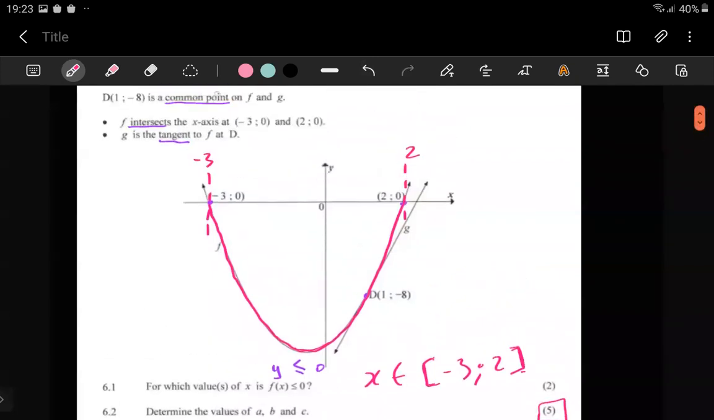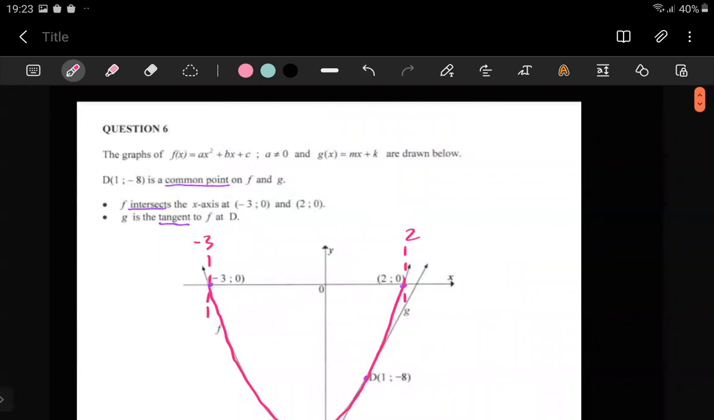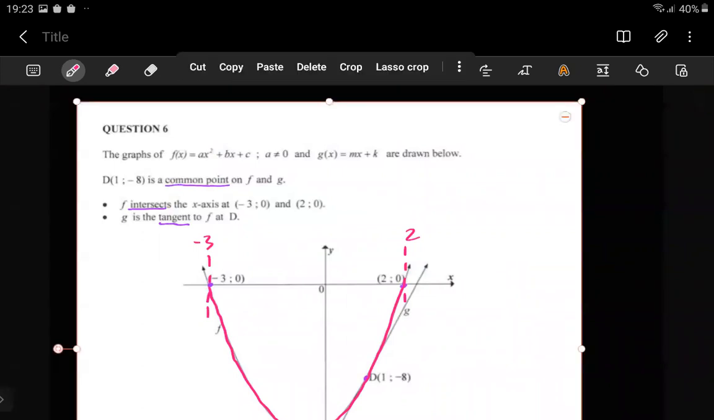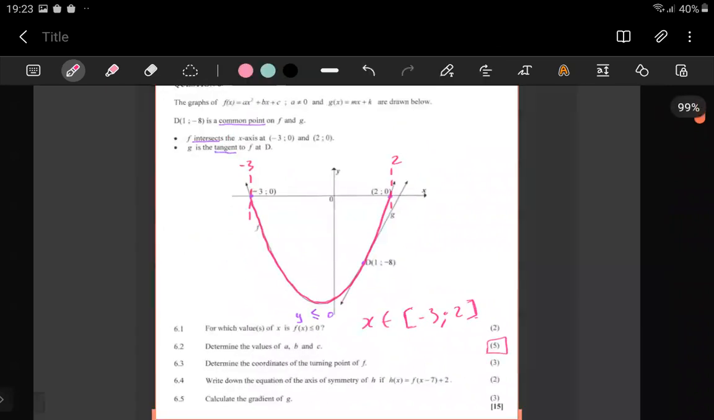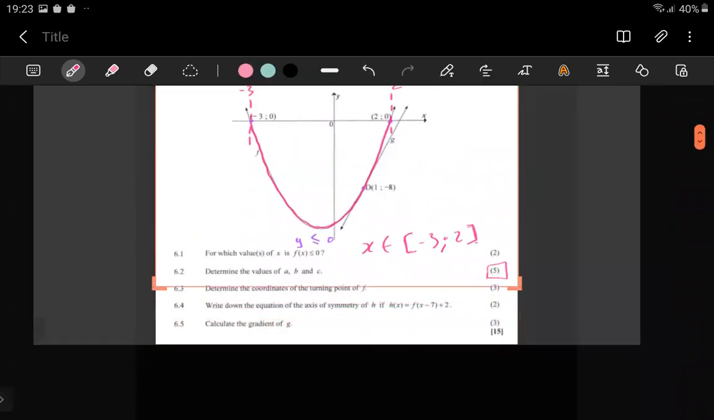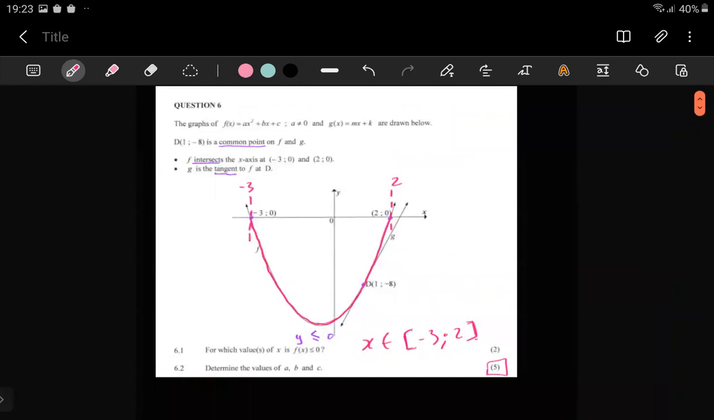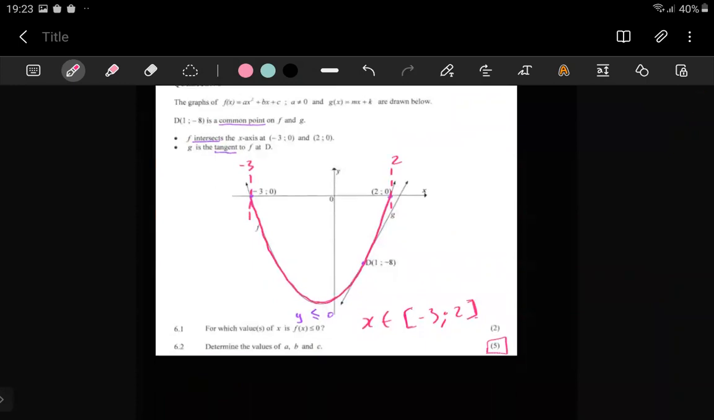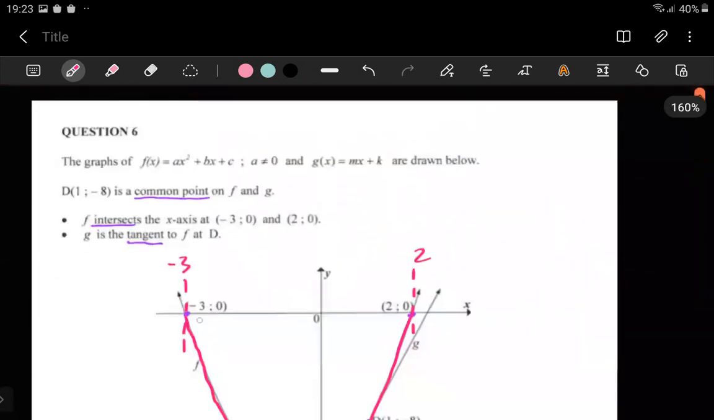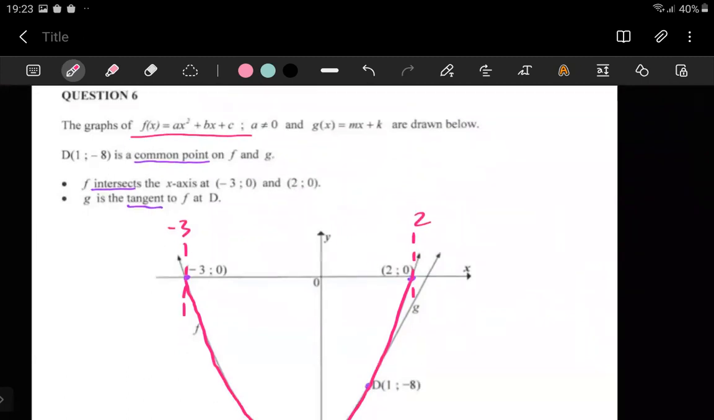Moving on to the next question for 5 marks. They're asking us to get a, b, and c. They're technically asking us to get the equation of the parabola. Now, getting the equation of the parabola is really, really not something you should ever struggle with. As long as you have your 2 x-intercepts and you need to get the equation of a parabola, this is what you do.